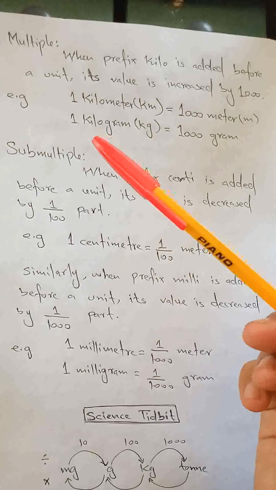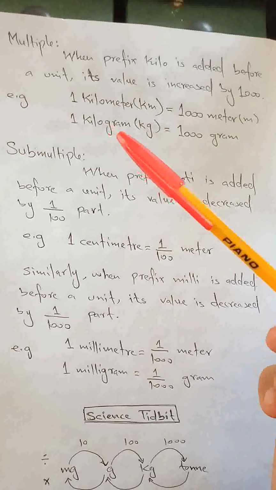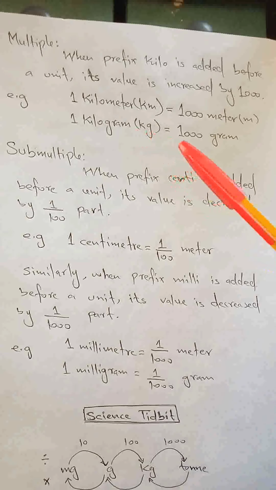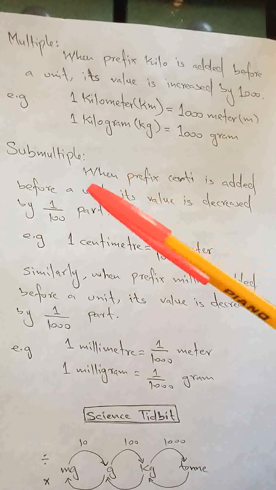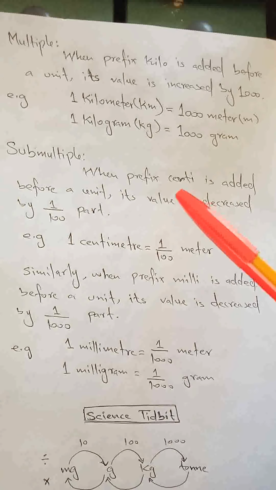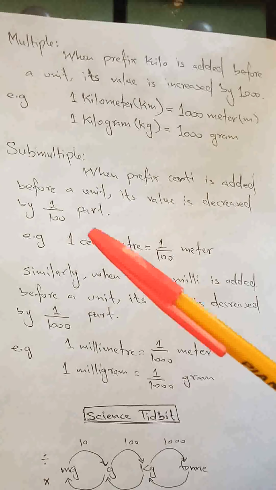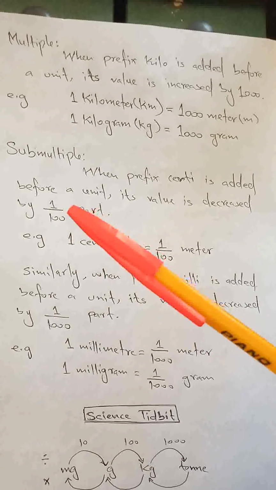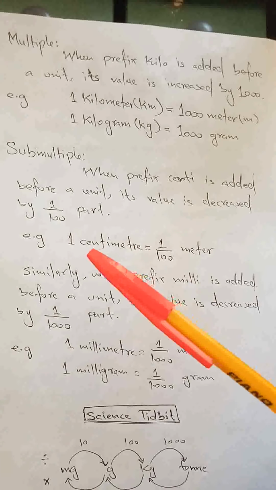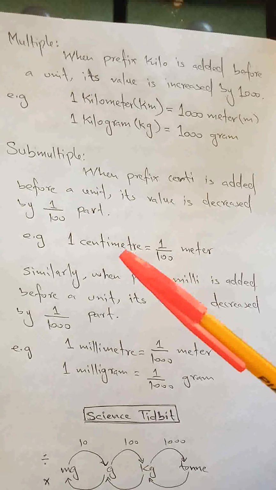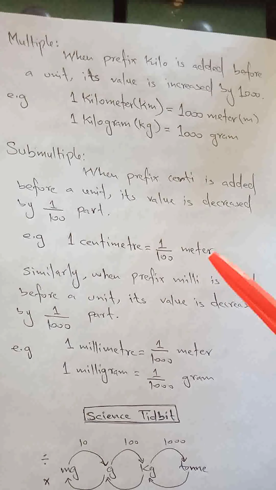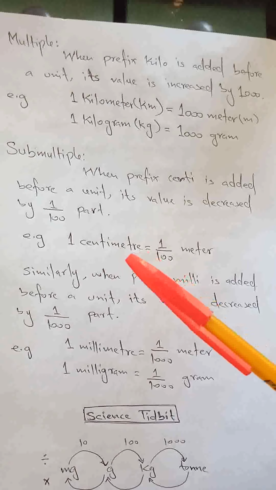Why? Because we use prefix kilo with this unit, so its value increased by 1000. Now similarly, kilo is also used with another unit, that is gram. 1 kilogram is symbolically represented by kg, and now gram is increased by how much? 1000 times, right? So giving you another example of the submultiple prefix like centi. If we add this centi with a unit, its value will be decreased by 1 divided by 100 part. For example, 1 centimeter. Centi is prefix, meter is a unit. Now meter is decreased by how much? 1 divided by 100 meter.